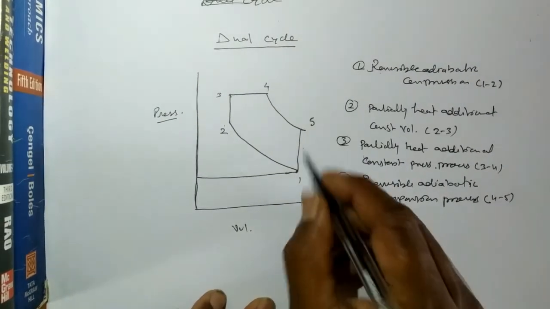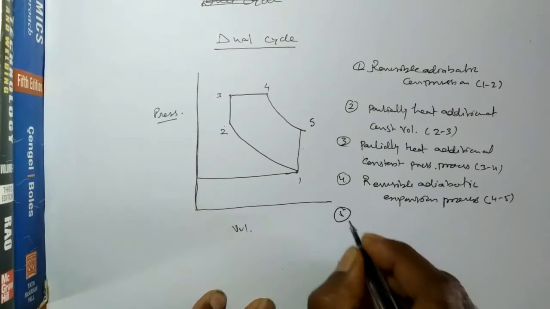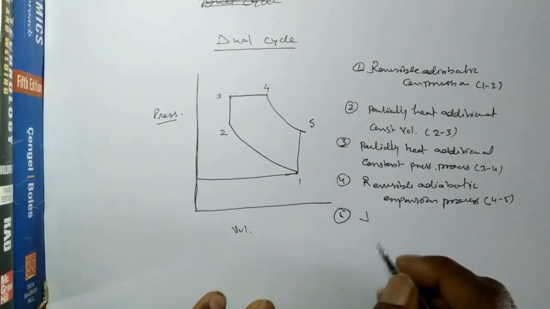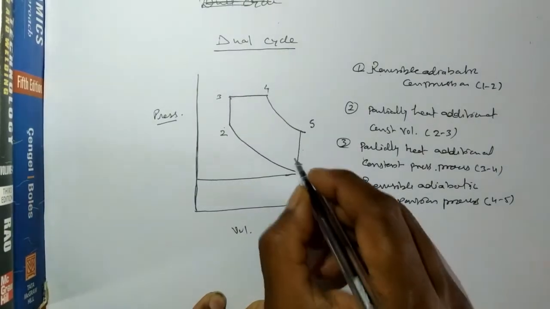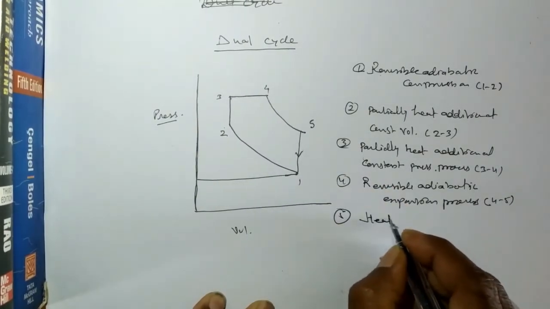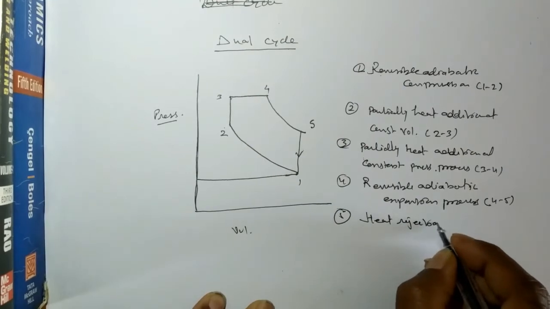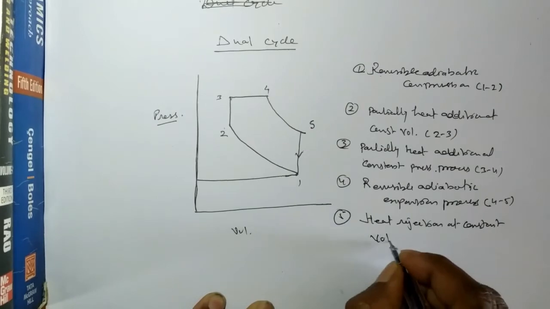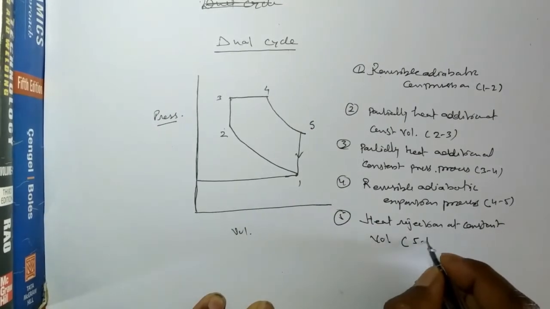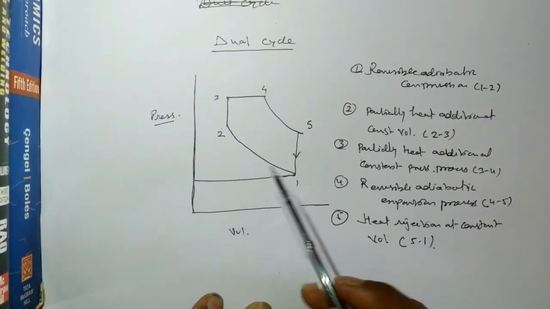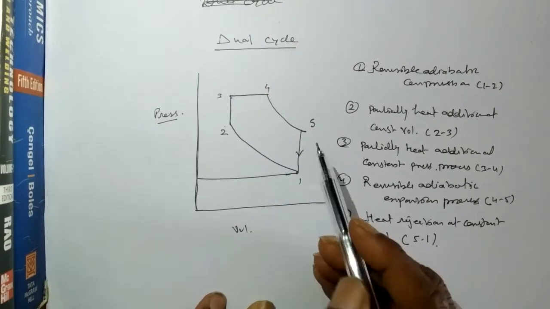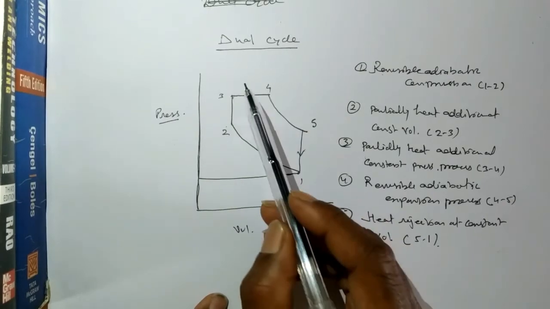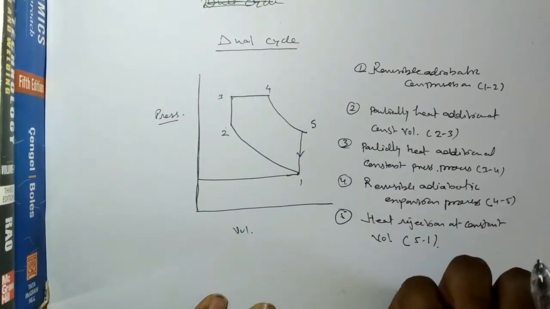And fifth one is heat rejection at constant volume process, that is up to 1. As we are seeing here, this is basically a combination of both cycles, the Otto cycle as well as the diesel cycle.